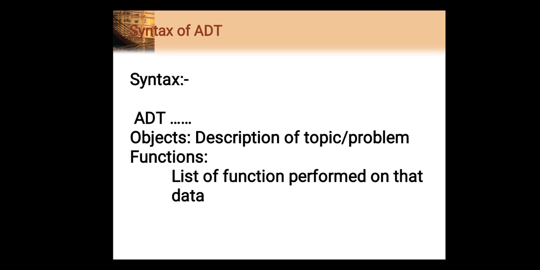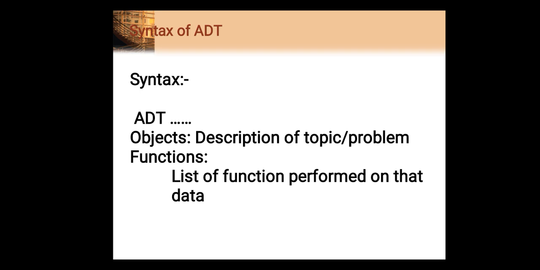We have data with us, that means we have an array, which may be an integer array or a character array, which is a collection of data. Now we have data in our hand. So in the function part we have to list out the different functions which we can perform on that topic or on that data which we specified in the first part, that is the ADT and the topic name. So the types of operations we can perform on that topic should be listed under the function section.